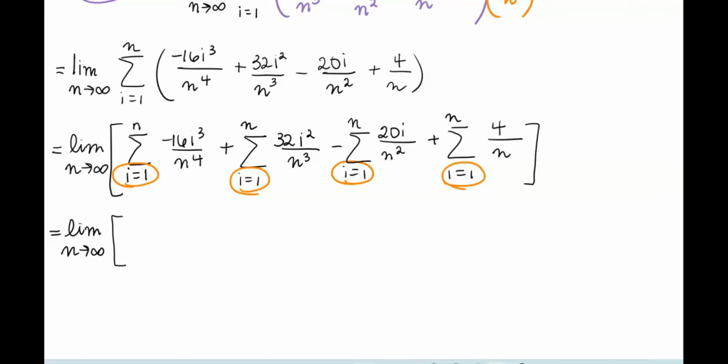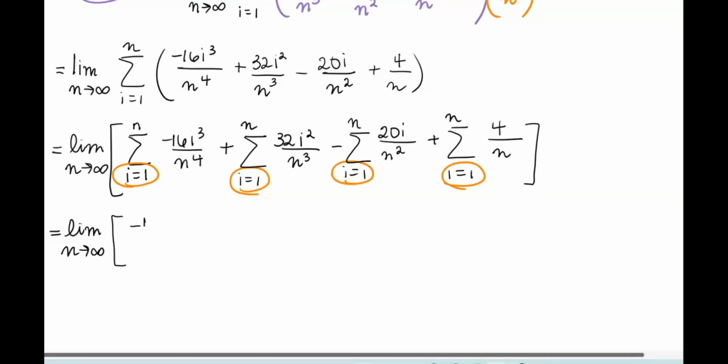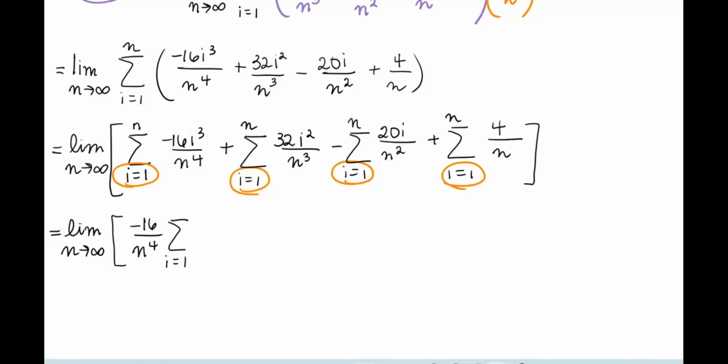So the only thing that needs to stay on the inside of the sum is anything that has an I in it. Anything that does not have an I is considered a constant for that sum. So for example, in the first sum, we can pull out the negative 16 from the top and the n to the 4th from the bottom, which leaves us with the sum from I is 1 to n of I cubed. In the second sum, I'm going to pull out the 32 over n cubed.